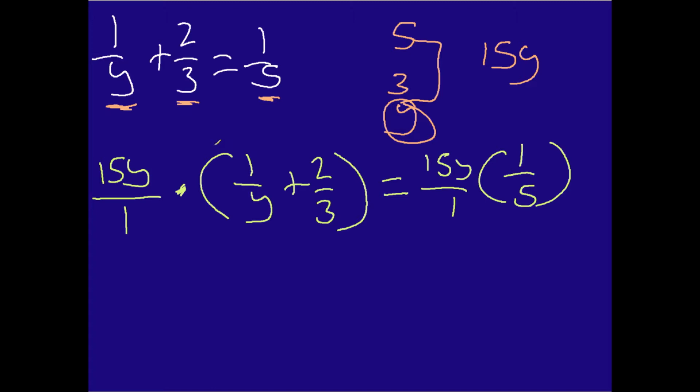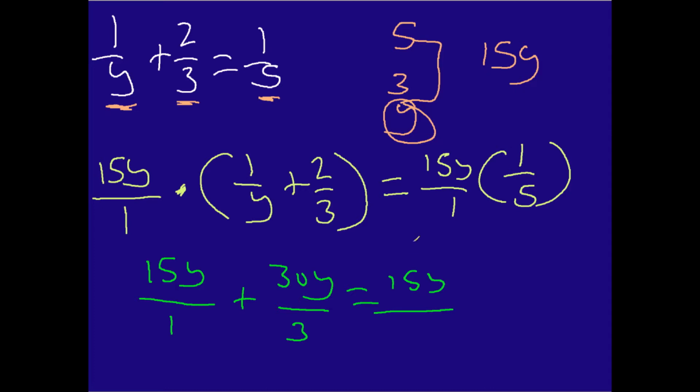Now we're going to distribute like I just said. 15y times 1 is going to be 15y, and then 1 times 1 is just going to be 1. You just multiply across. Then 15y times 2, we'll put a plus sign here, is going to be 30y, and 1 times 3 is going to be 3. Over here, 15y times 1 is going to be 15y, and 1 times 5 is going to be 5. Let me go ahead and move to the next screen.